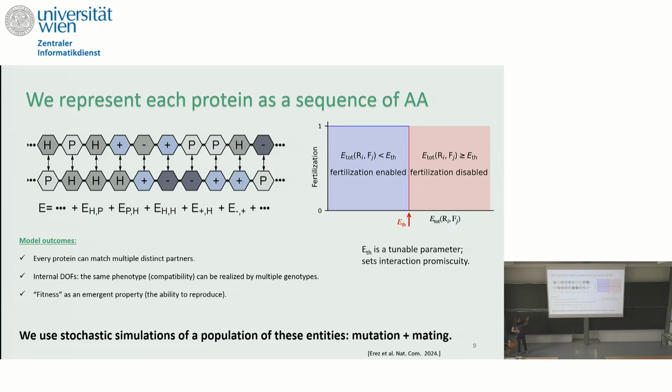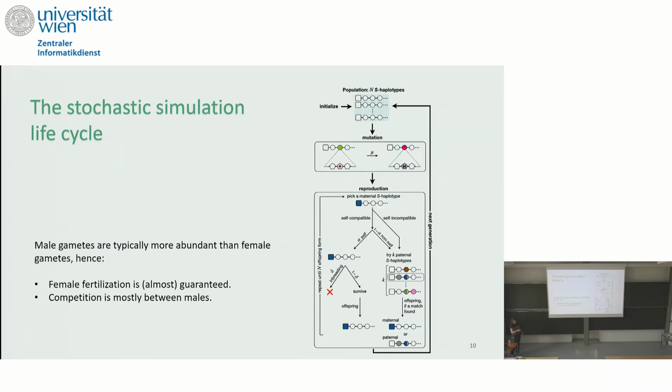Then we use stochastic simulations in which we study the evolution of a population of such entities. The model was done at the protein level, not at the gene level. This is a description of the life cycle of the simulation. We have a population of N such S haplotypes. Each of them is constructed of a single female and multiple male proteins, where every protein is a sequence of amino acids, as I showed in the previous slide.